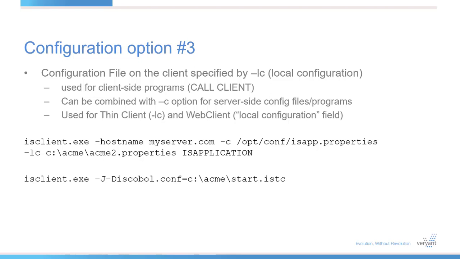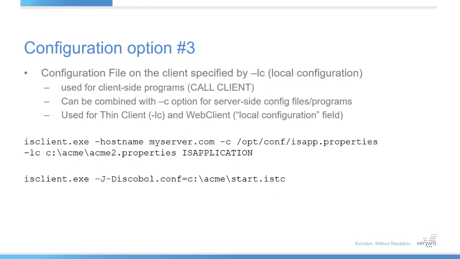And the third option is that -lc switch that I said I would talk about, the local configuration file. When you're running in ThinClient mode and one of your application's programs is on the client-side machine, you'll use the call client syntax. Now, in this case, you might want to refer to a properties file that is also on the client-side machine. And this is where you use the -lc switch. These properties are only used when that client-side program is running.